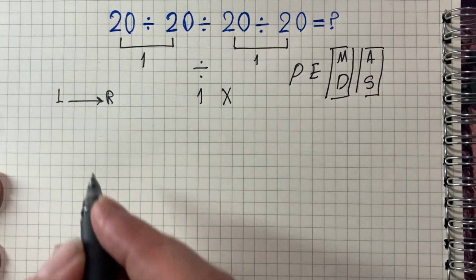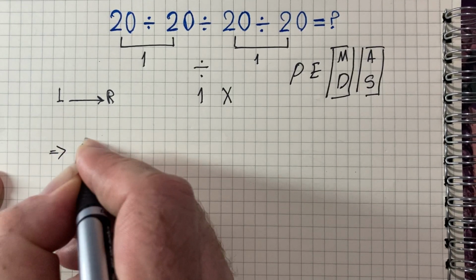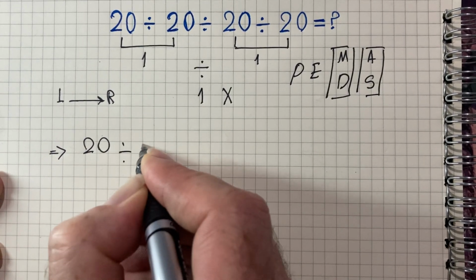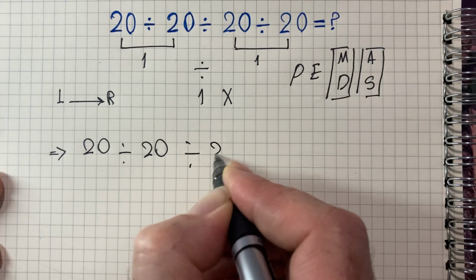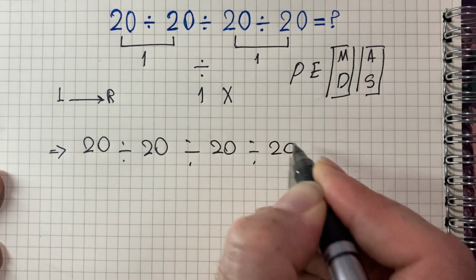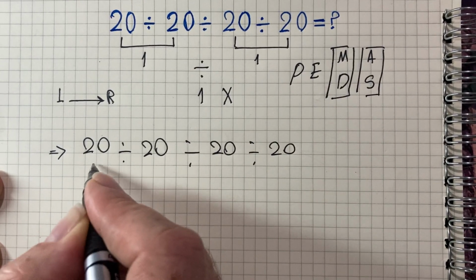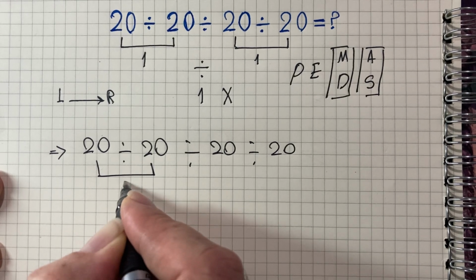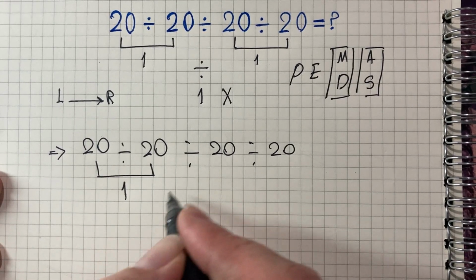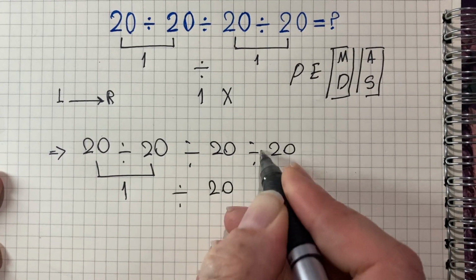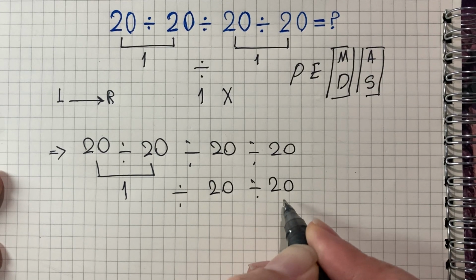20 divided by 20. Let me rewrite the question first. 20 divided by 20 divided by 20 divided by 20, right? First, this one, left one. 20 divided by 20 is 1. So it is gonna be 1 divided by 20 divided by 20, right?